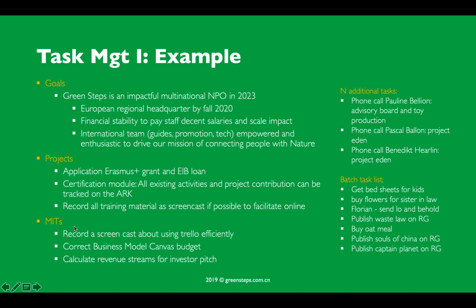But what are my MITs today? What do I need to do today to really move closer to this goal? So I started this morning with recording a screencast about using Trello efficiently. I will continue afterwards with correcting the business model canvas budget, and I calculate the revenue streams for an investor pitch. So how does this look like on Trello?